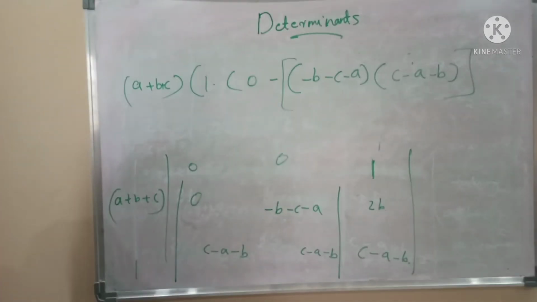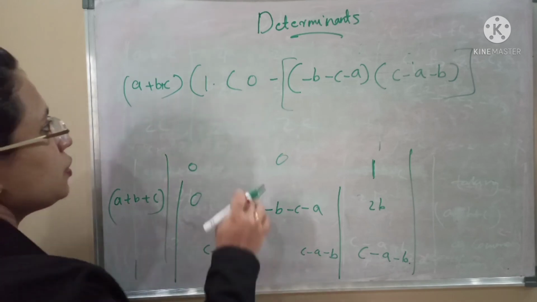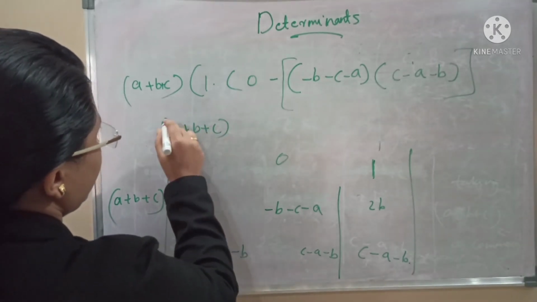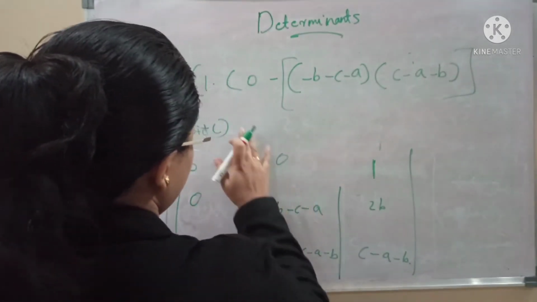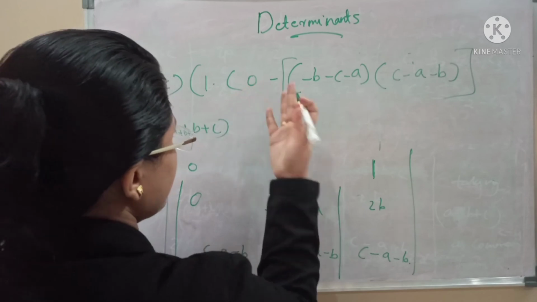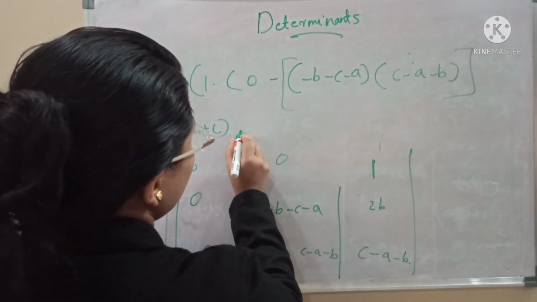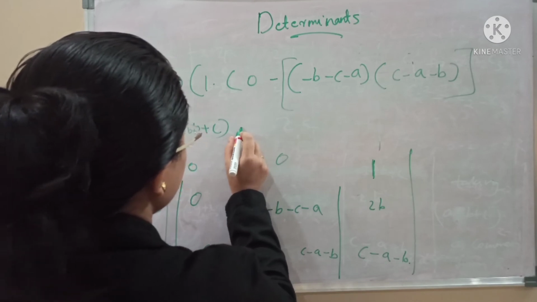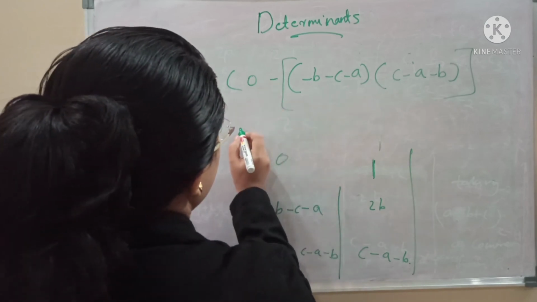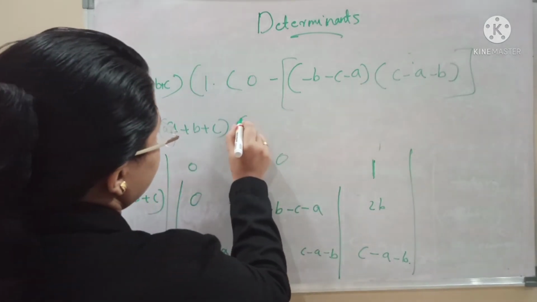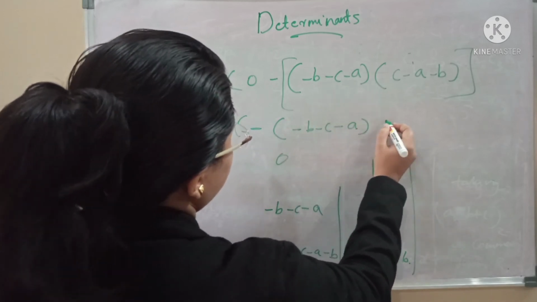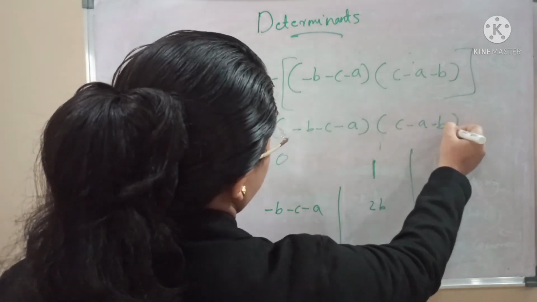Okay, yes, so 0 we can avoid, 1 also we don't want, so a plus b plus c, then 1 into any number will be the same number, right? And 0 also we don't want to consider, so we will just get a plus b plus c into, we have a negative, right? Negative of minus b minus c minus a into c minus a minus b.